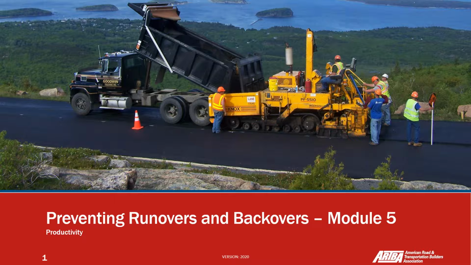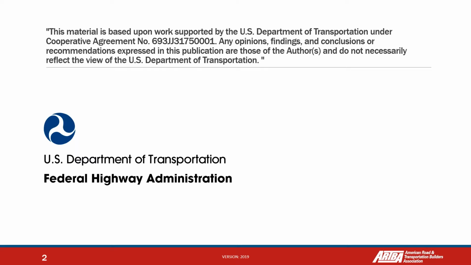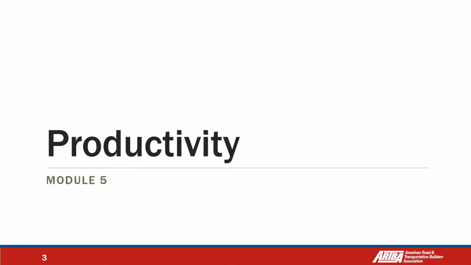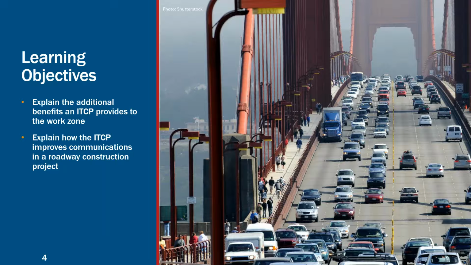Because if we can convince owners that safety is not only a good thing to do, but a very profitable thing to do, especially in the US, we can improve safety and prevent more accidents. So how the internal traffic control plan can help us to be more productive.